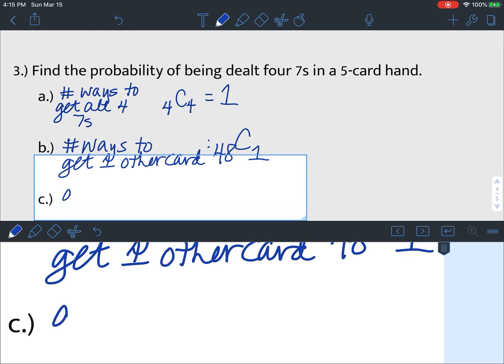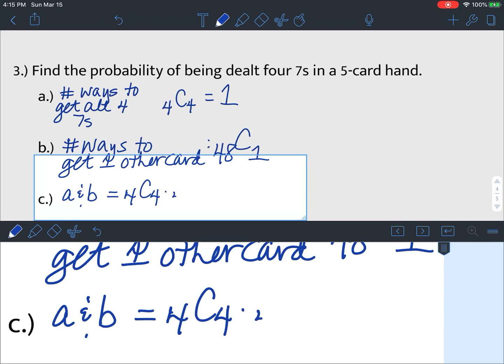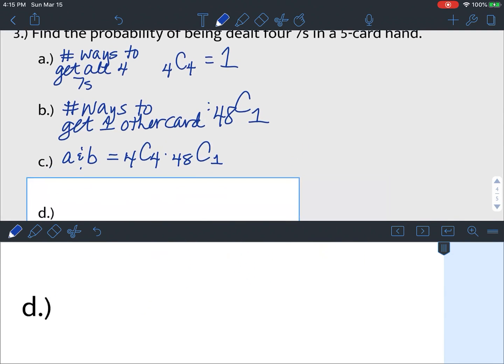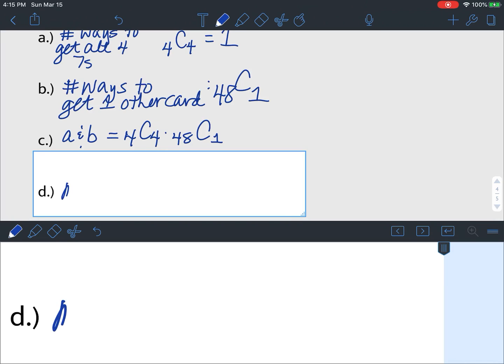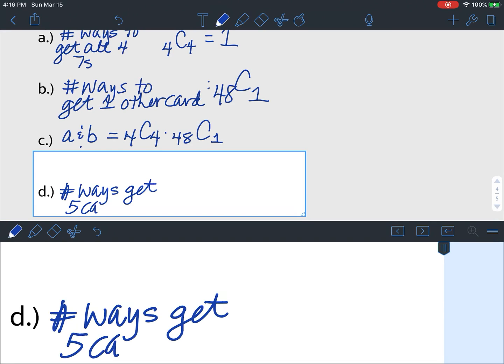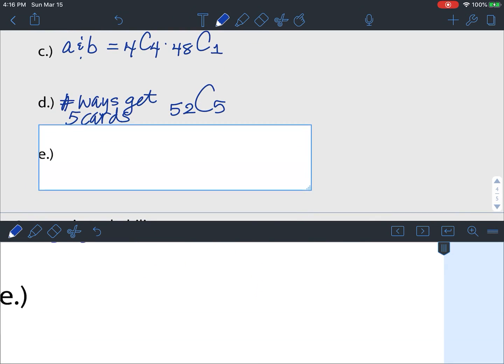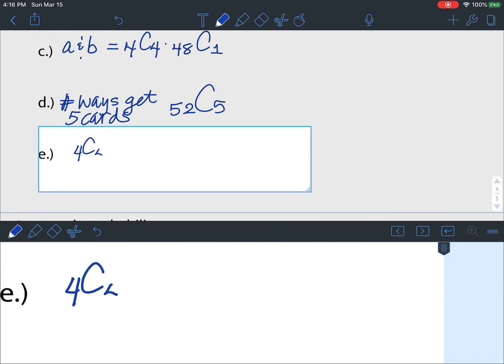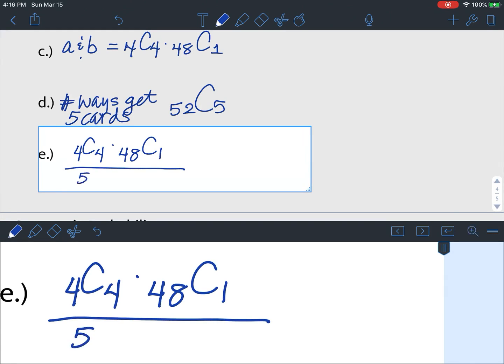Part C is to put A and B together. So the probability of getting all 4 7s and another card is going to be 4C4 times 48C1. D is the number of ways to get 5 cards, but we've already done that twice now. So that's 52C5. And then finally, take step C and step D and make a fraction out of them. And that is very, very small.